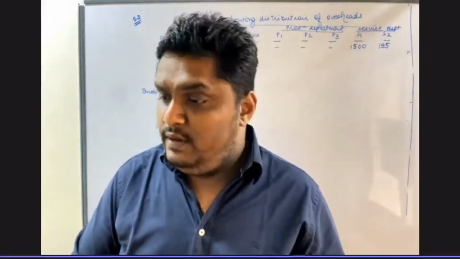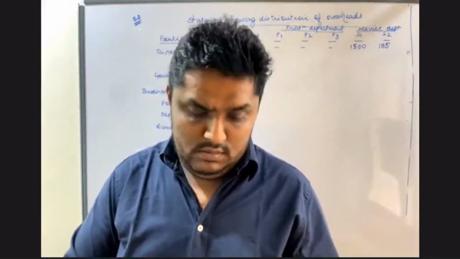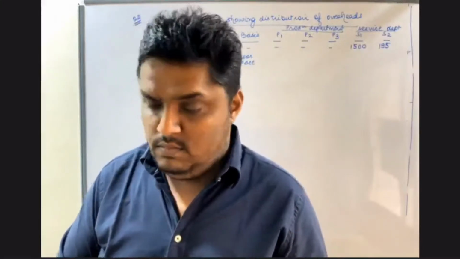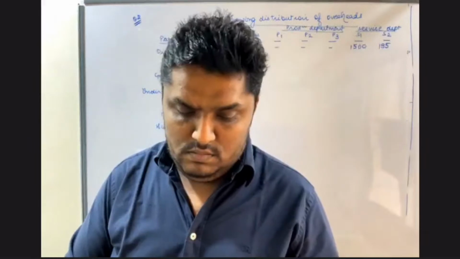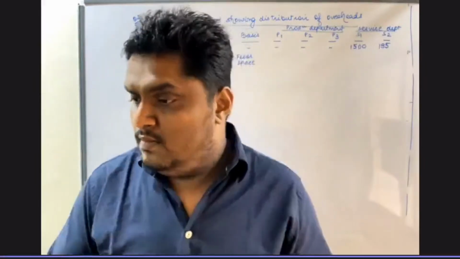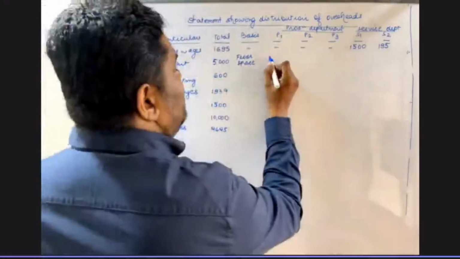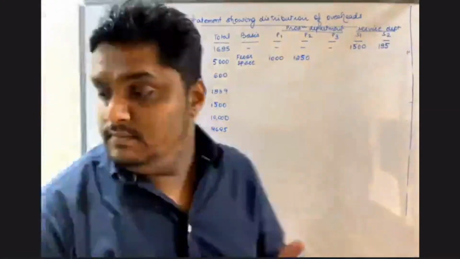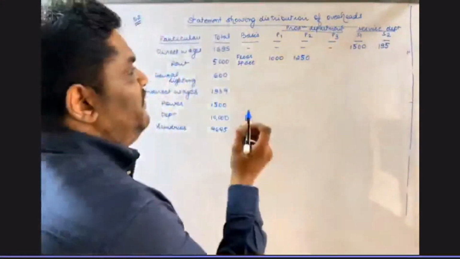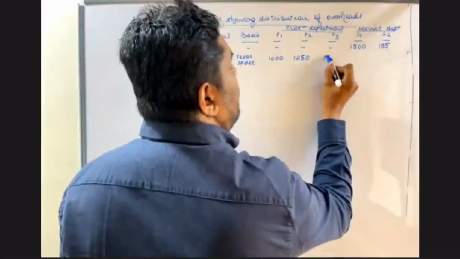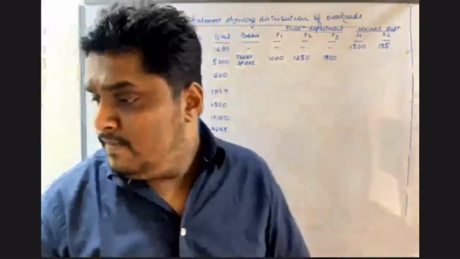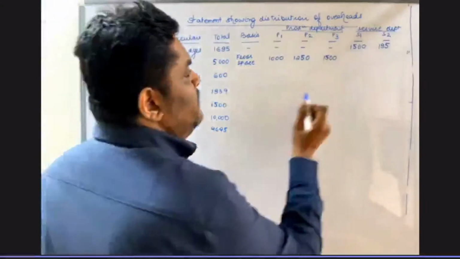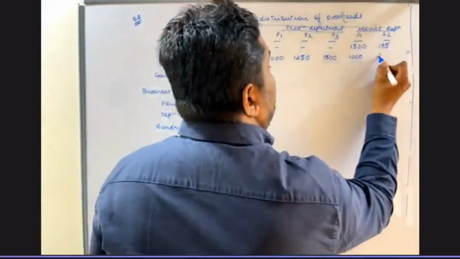2,000 plus 2,500 plus 3,000. So this will be 1,000. This will be 1,250. This will be 1,500. This will be 1,000 and 250.